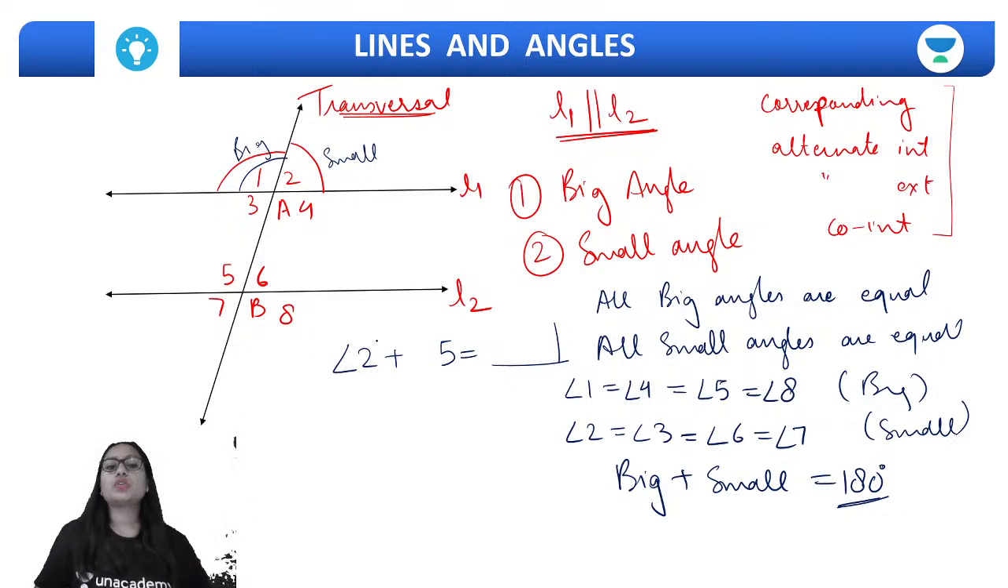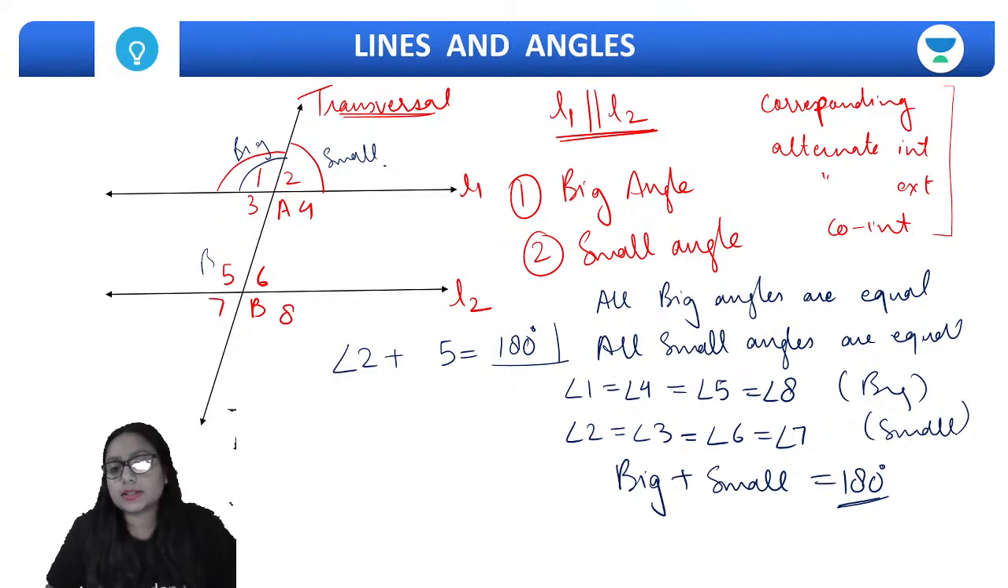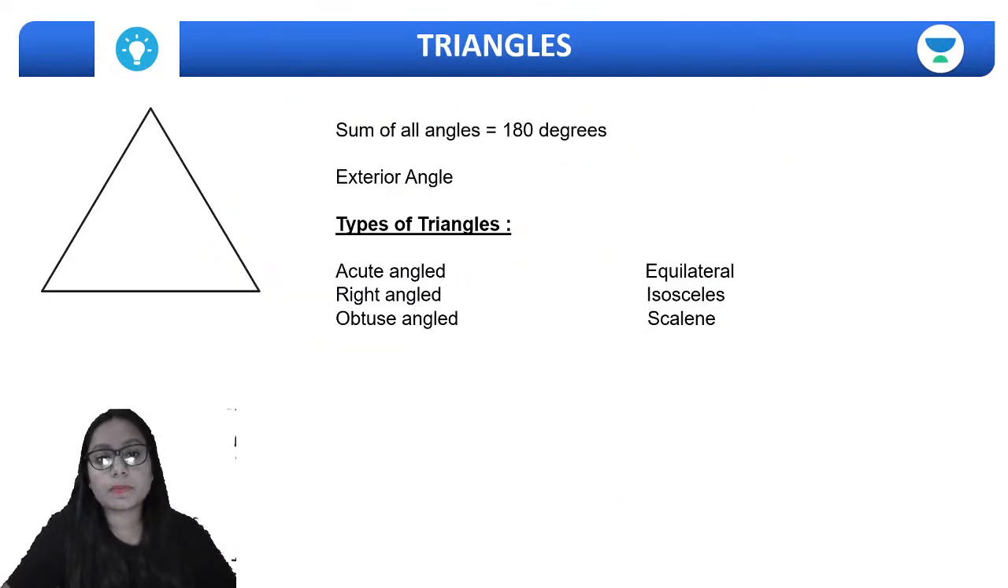Yes. So since angle 2 is a small angle and angle 5 is a big angle, their sum is equal to 180 degrees. Okay, so this is an easy way to remember this concept. I hope this concept is clear to everyone. Let's move on to the next topic now.